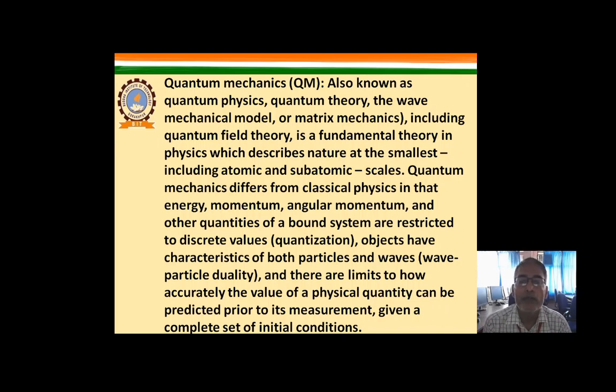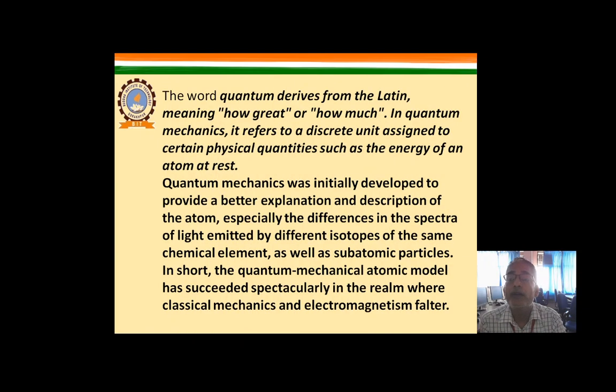Quantum mechanics differs from classical physics in that energy, momentum, angular momentum, and other quantities of a bound system are restricted to discrete values, that is quantization. Objects have characteristics of both particles and waves, wave-particle duality, and there are limits to how accurately the value of a physical quantity can be predicted prior to its measurement, given a complete set of initial conditions.